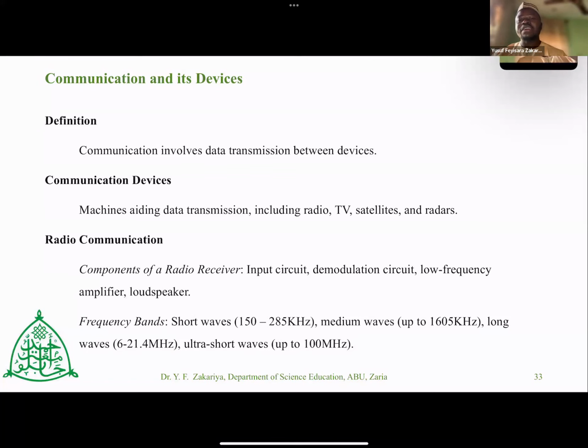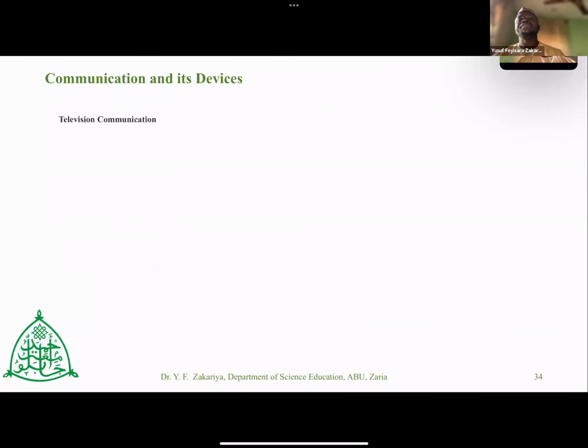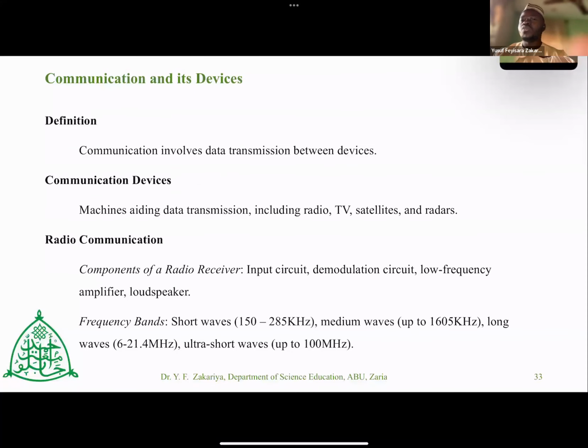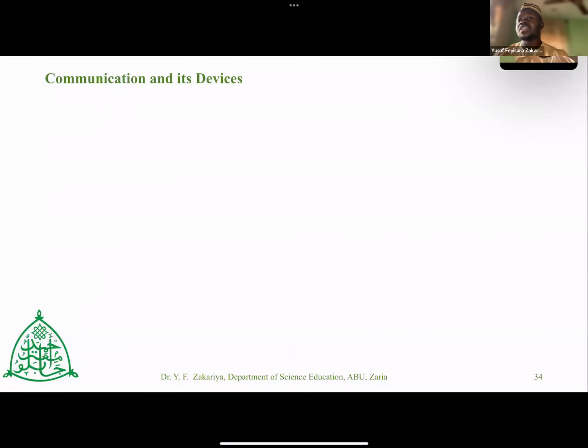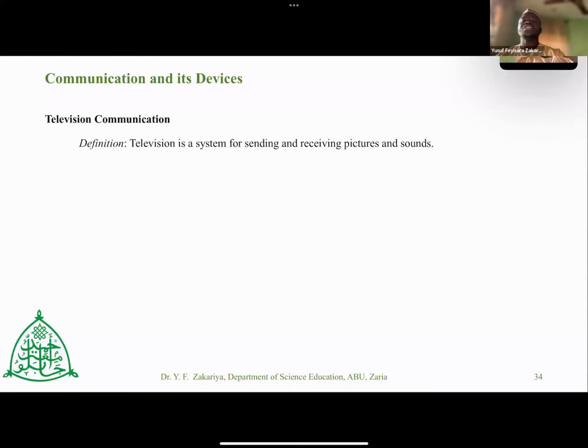All right. So we also have the frequency bands: the short waves, the medium waves, and the long waves. Then we have the ultra short waves, depending on the case. Please take note of these bands, the FM and the AM that we have. Then we also have the television communication. Remember, what we have just spoken about here are the communication devices, the radio communication. Now we are moving towards the television communication.